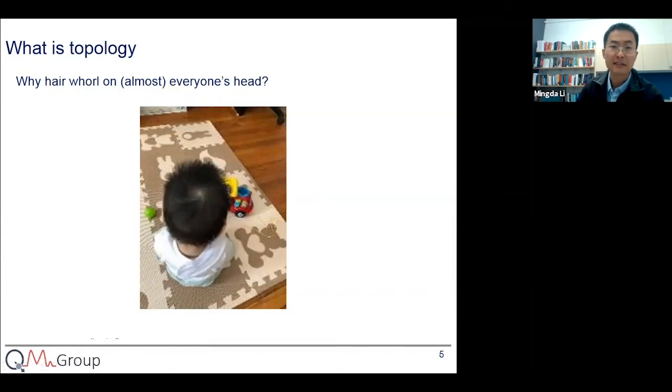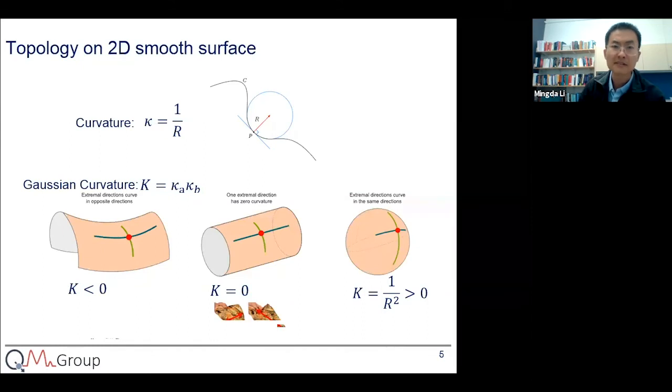To truly fully understand this question, let's give some background introduction. So we have a continuous curve, and we can define a local curvature.